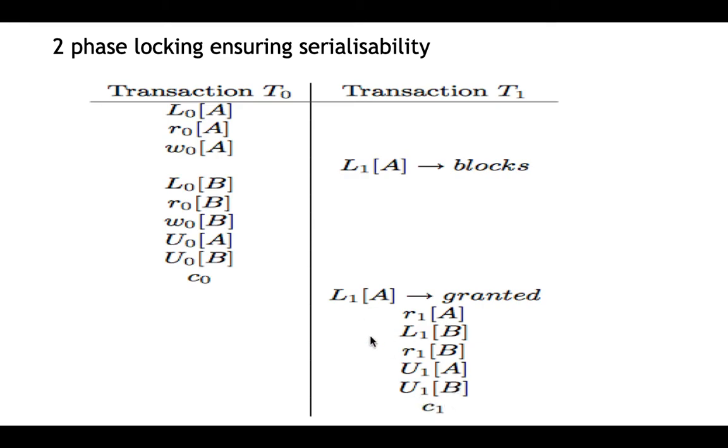So over here you can see only after this transaction commits, this transaction begins. So in this there won't be any cycle. You can actually try drawing the precedence graph. You won't be getting a cycle. Just try to draw the precedence graph of the schedule. There won't be any cycle.